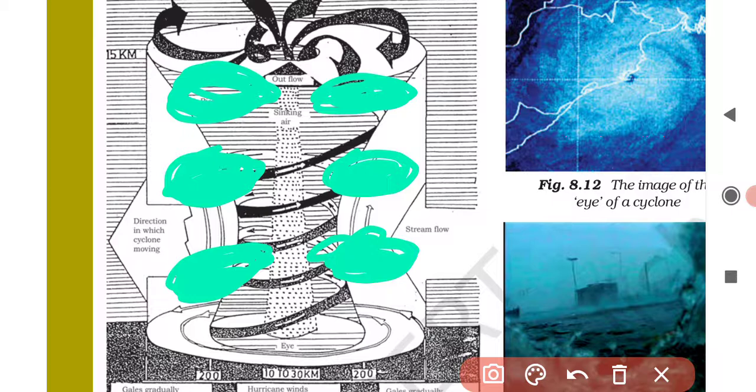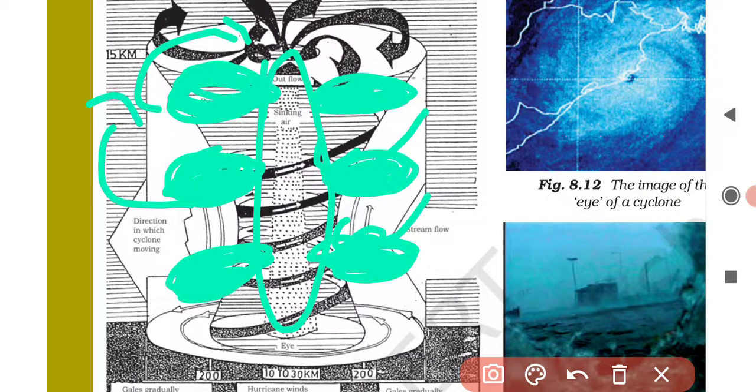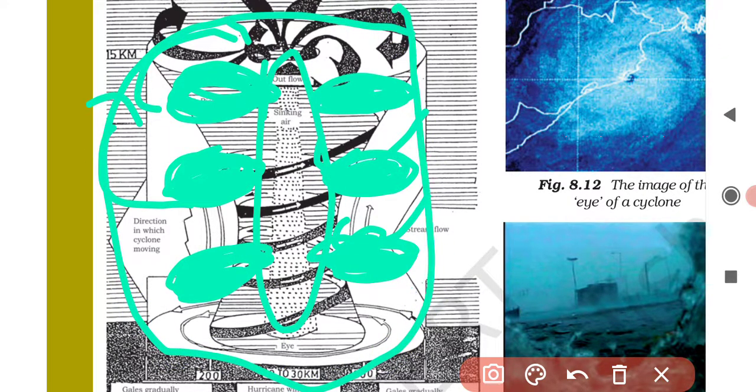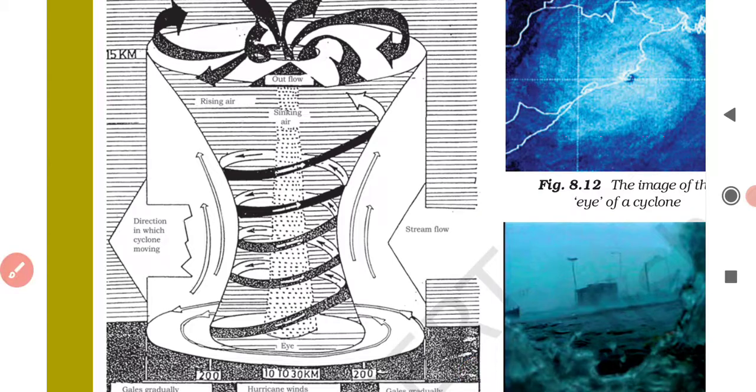And this moves in circles around the eye, like this. Around this eye. Together, this as a whole forms what? Cyclone. Clear? Are you getting it?